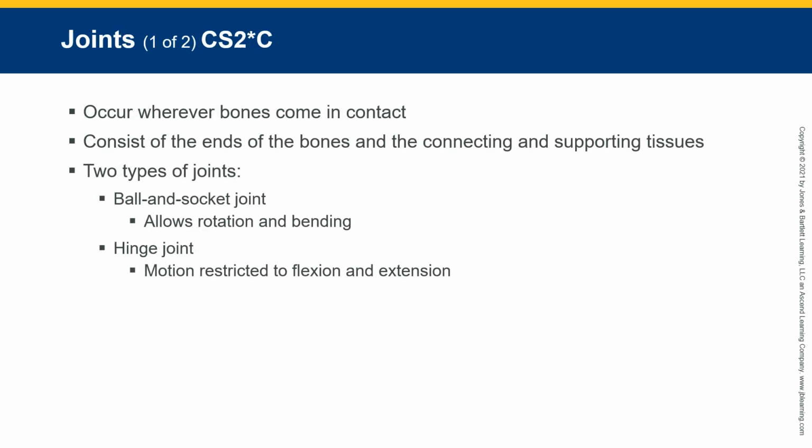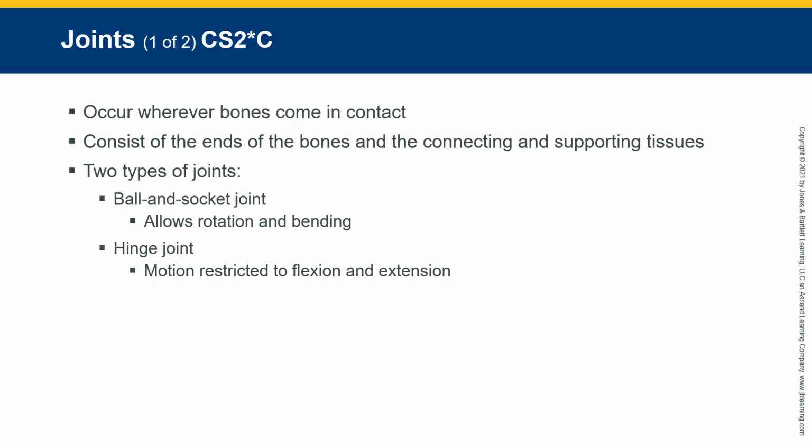Joints occur whenever we have bones coming into contact with each other. They're the ends of the bones, and they're the connecting and supporting tissues. There are two main types of joints that the NREMT likes to talk about: the ball and socket joint and the hinge joint. Ball and socket is something like the arm, or where the femur comes into the hip, allowing for rotation and bending, versus hinge joints, which are like the knee, where they're just doing flexion and extension. Some other things to mention inside of joints: ligaments connect bone to bone, and that's an important thing to know there.